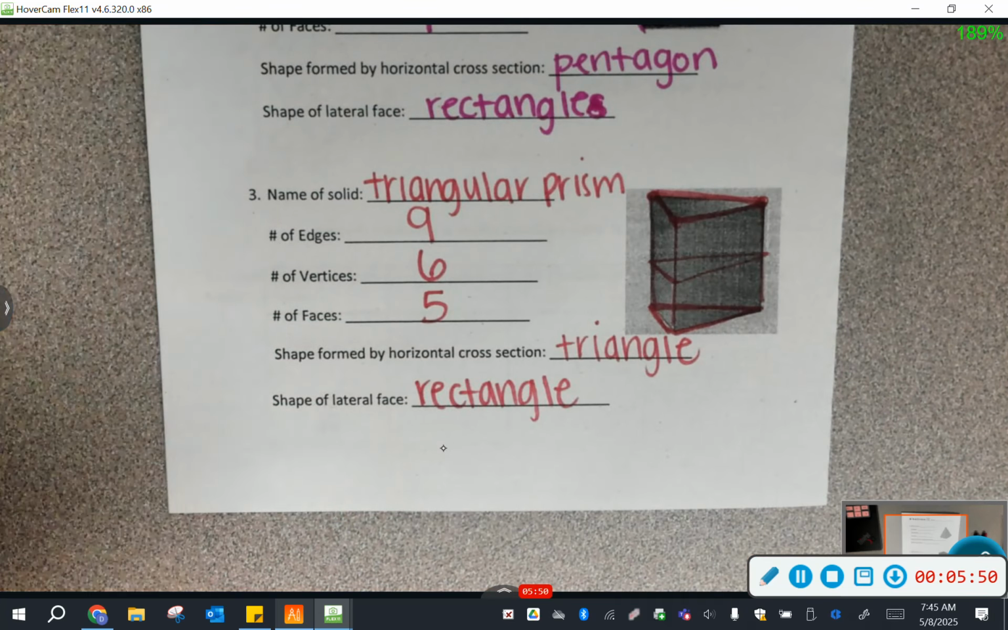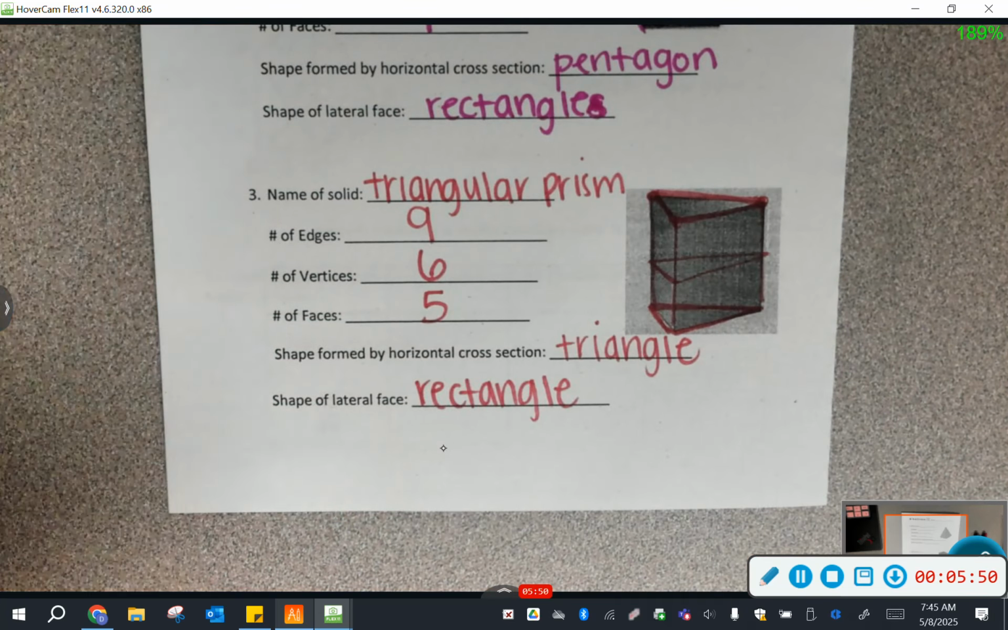Next part, name the shape formed by the intersection. So it's basically saying, if I were to chop this off right here, what would you see? A square. I'm good with that answer. I would be okay if you put rectangle as well.